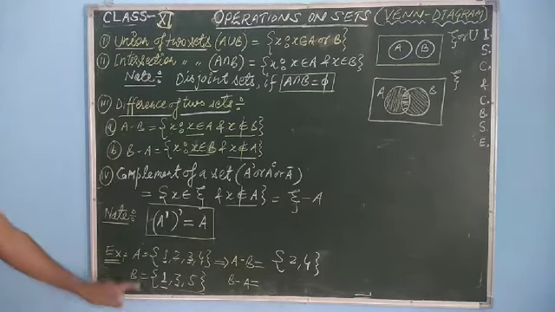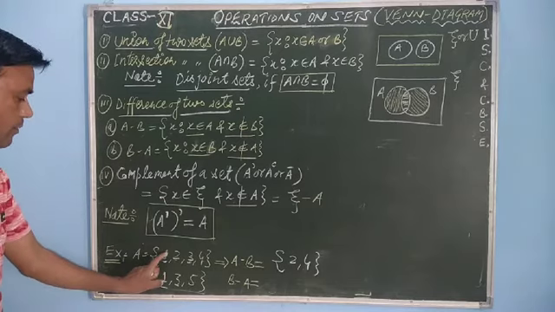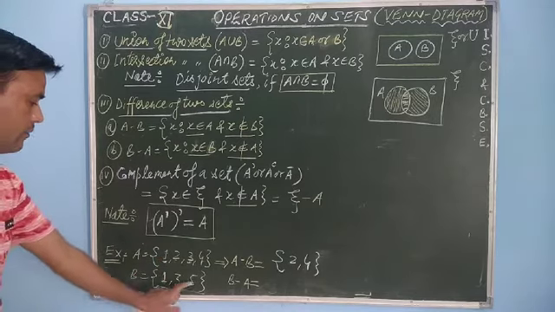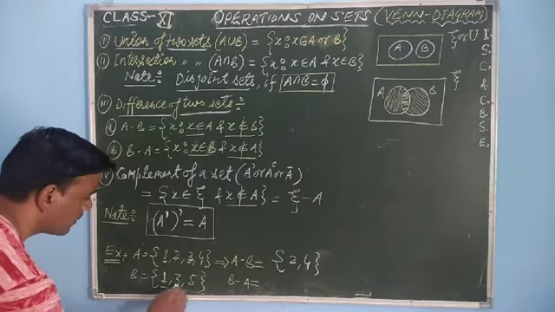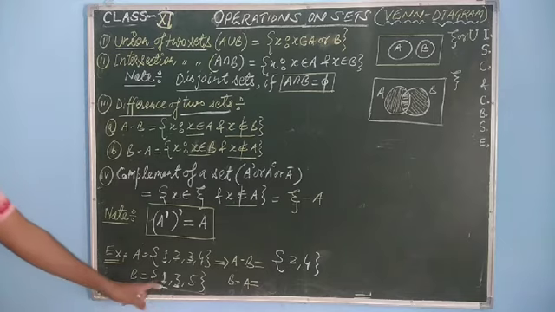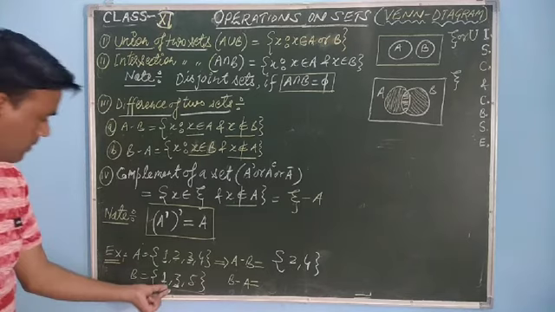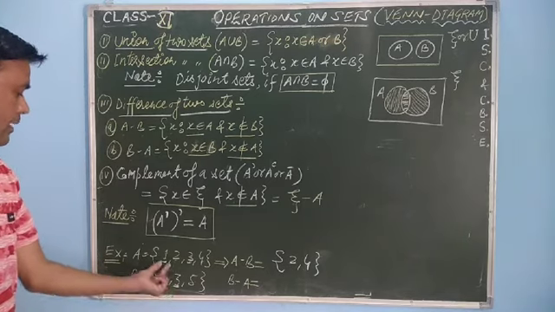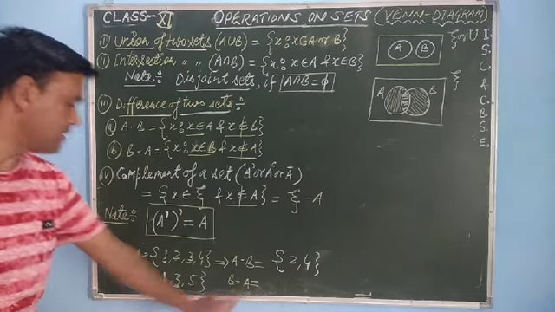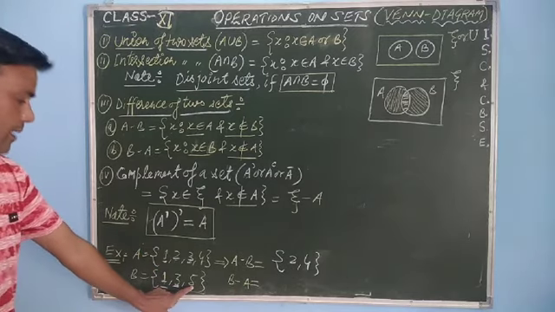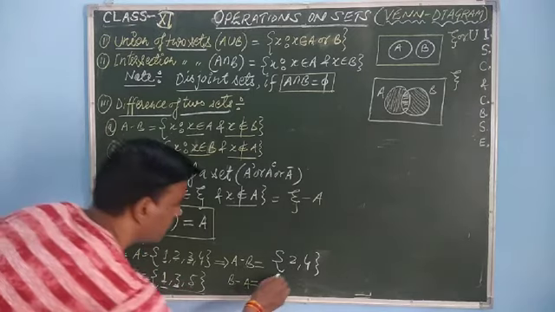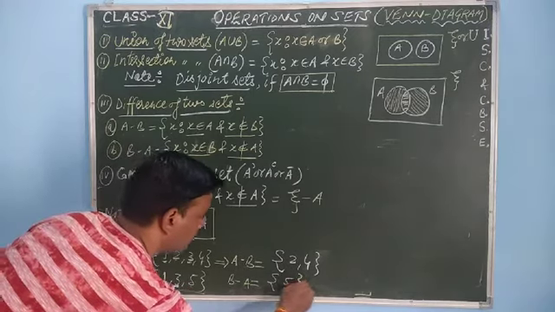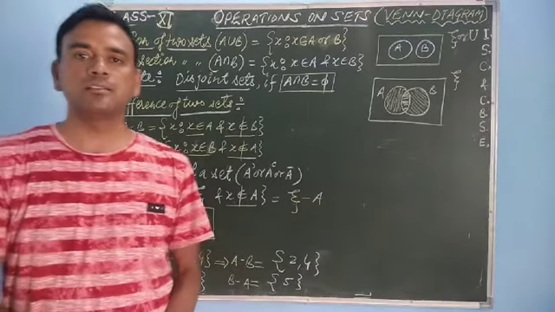Similarly, B minus A you can find here. 1 is an element of A and also of B, 3, 5. So if we remove these elements, remember here that 1 and 3 are elements of A as well as B. So B minus A means 5 is an element of B but not of A. So your answer will be 5 only. Okay students, thank you.